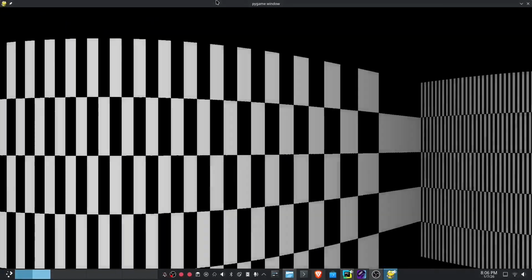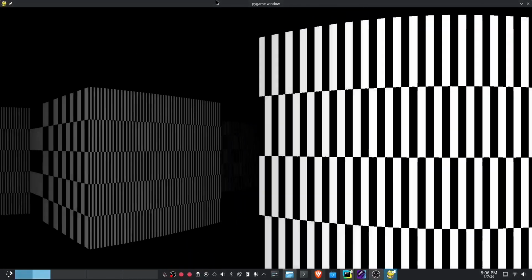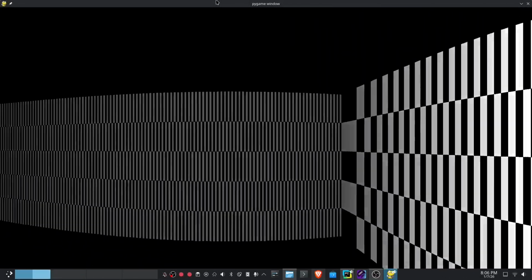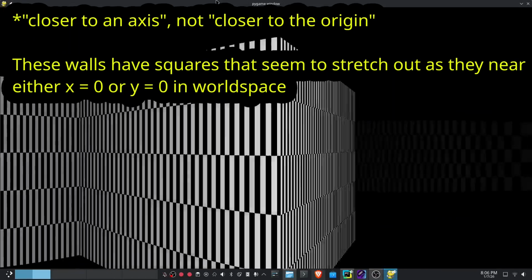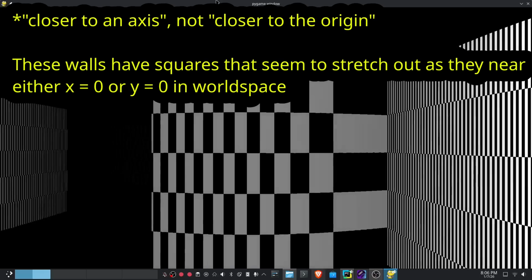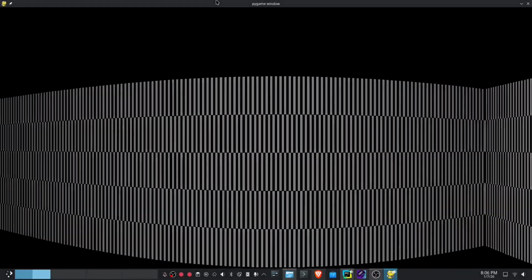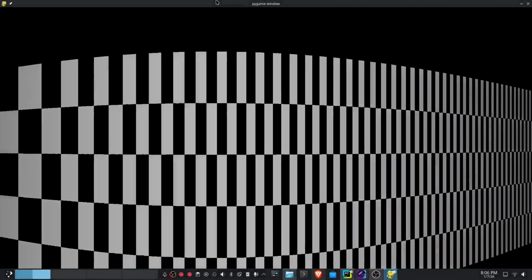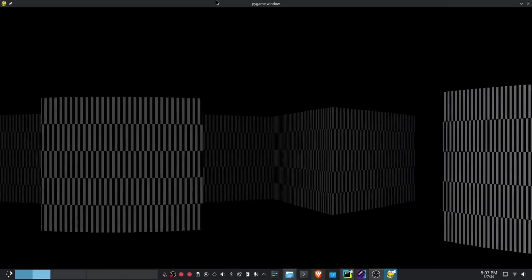But for some reason, the width of the squares is extremely, extremely variable. Like, you look at this side, and you think, oh, it must be that the closer to the origin it is, the wider the squares are. And same with here. This corner here is the origin, and it just has the same width of squares as everything else that isn't close to the origin, but isn't close to the axis. How does this happen?